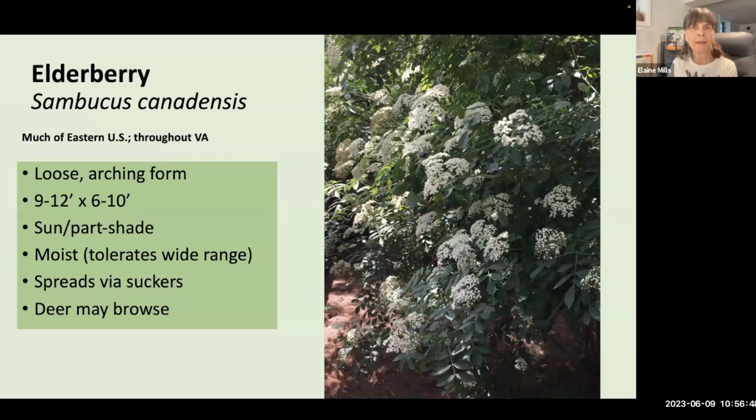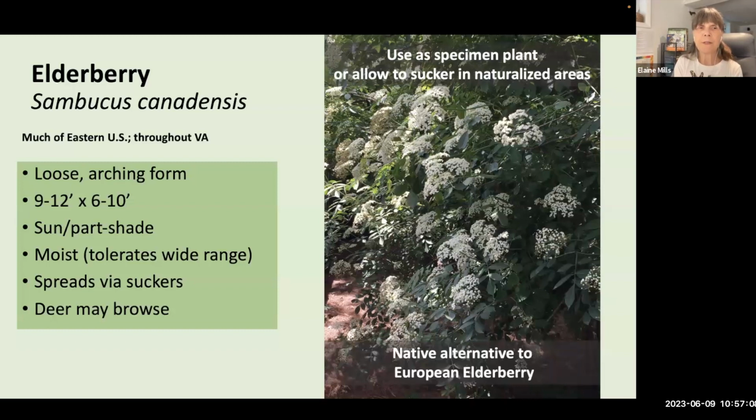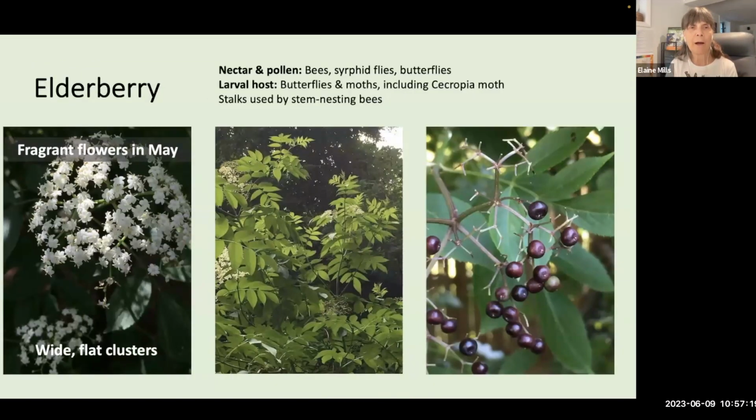Elderberry, Sambucus canadensis, has a rather loose and arching form and ranges in height from 9 to 12 feet. It grows in sun to part shade, moist soil, but it tolerates a wide range of soil types, a great native alternative to the European elderberry. You could use this as a specimen plant, or since it spreads via suckers, you could allow it to sucker in naturalized areas.